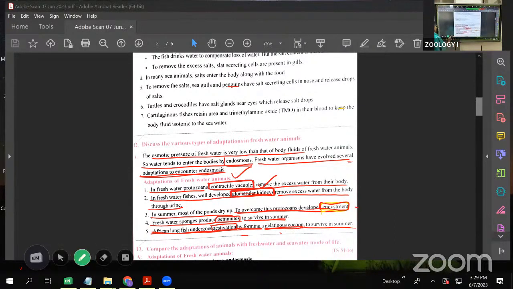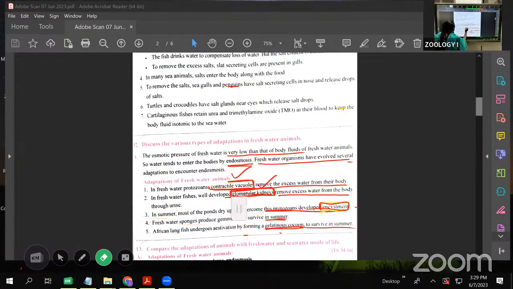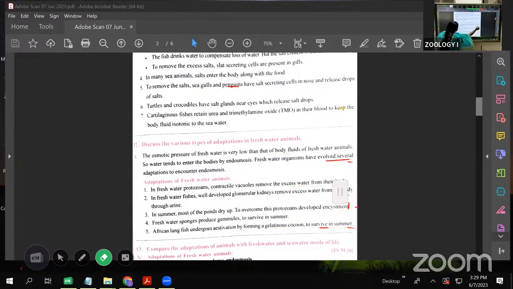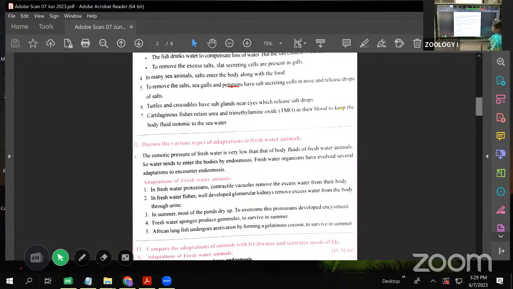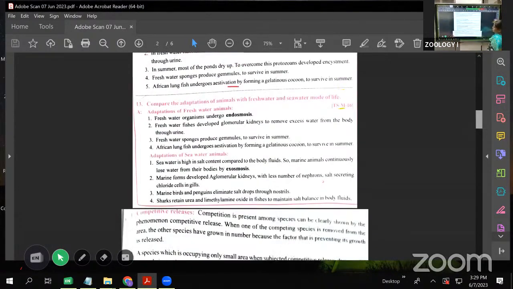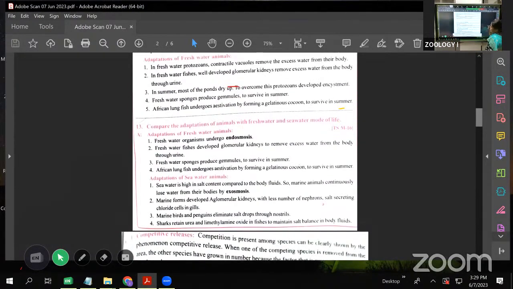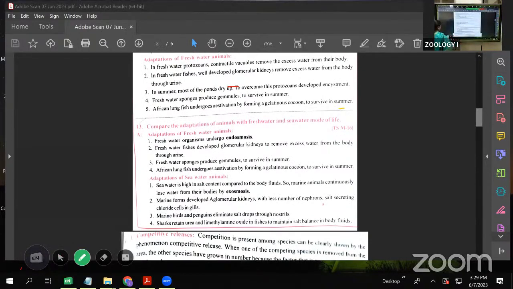So we discussed the two adaptations. Freshwater adaptation we discussed, and next seawater or marine water adaptations we discussed. Now we are going to compare. The next question is the comparison between the two that we will discuss. Simply, what we discussed before, only the differences are there. Observe here.